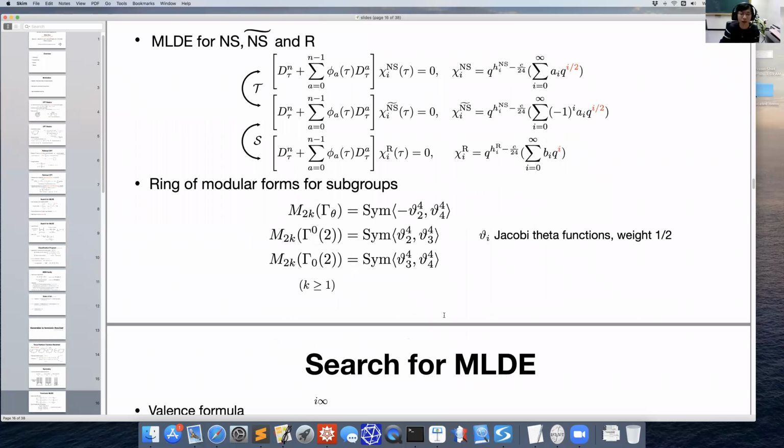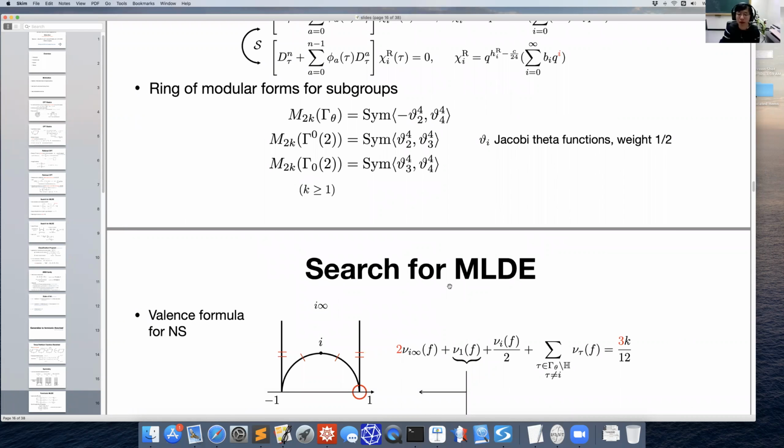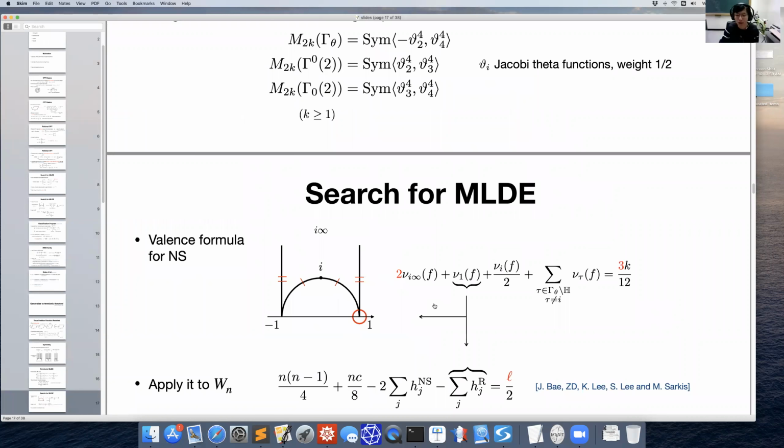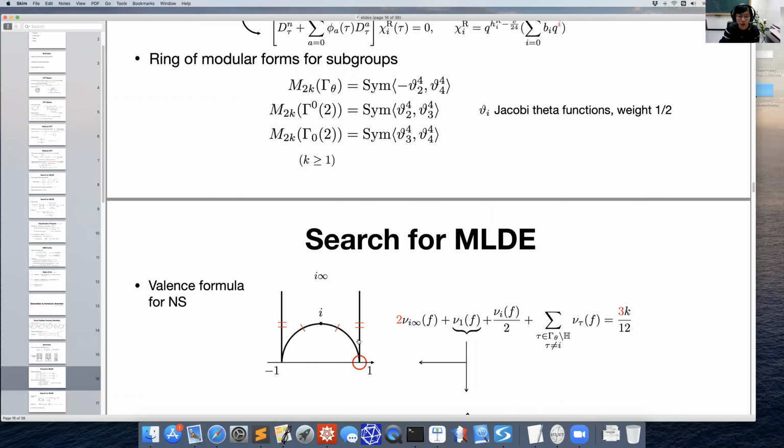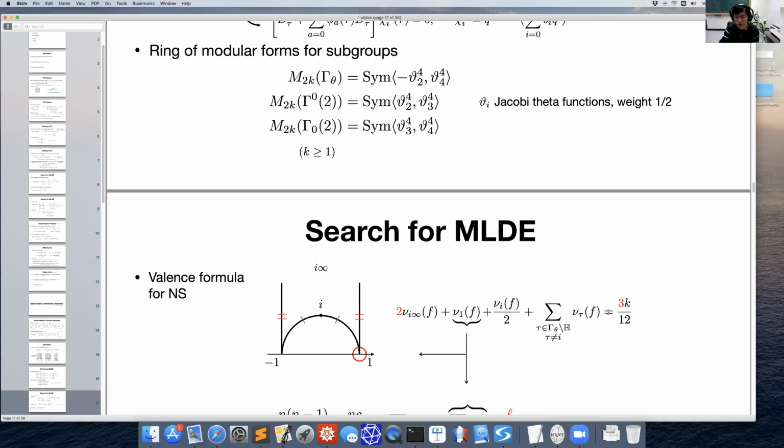And okay, now let's try to find MLDEs for characters. Again, we have the problem of having poles in the coefficient, and we need a corresponding valence formula. So here I'm showing the valence formula for the NS sector. I draw this fundamental domain, I repeat the fundamental domain I showed you before, and so this is the expression.